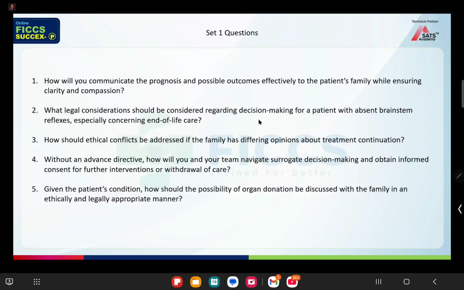Secondly, end of life care is not so easy to speak about, especially for a patient who is at this age. So you will not talk about end of life.